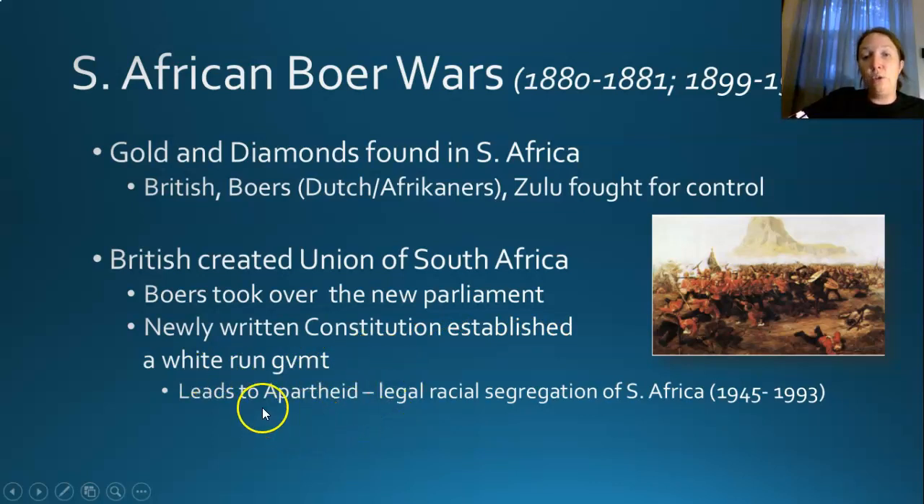And the newly written constitution established a white-run government. Eventually, this leads to apartheid, which was the legal segregation system of South Africa from 1945 to 1993, which is a great example of how something that happened over 200 years ago, so how the impact of imperialism still influences the lives of people today or in modern times.